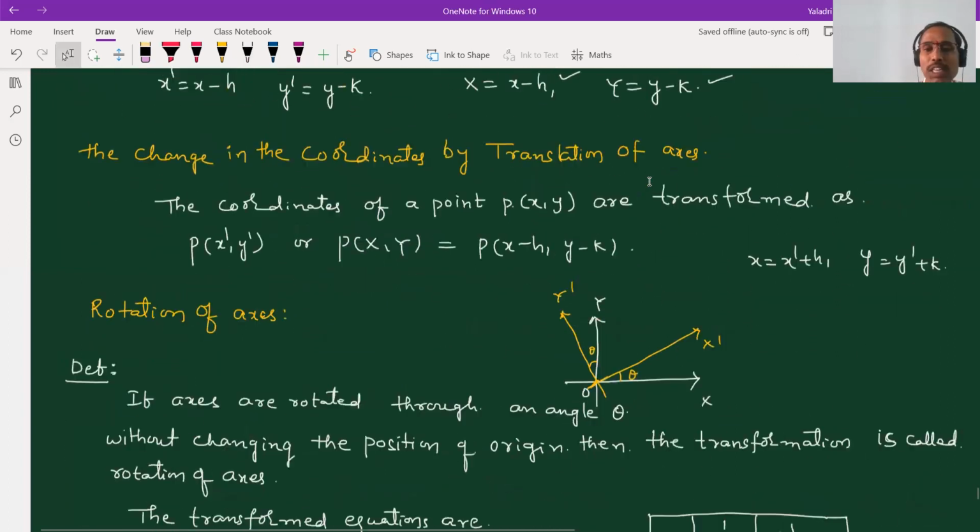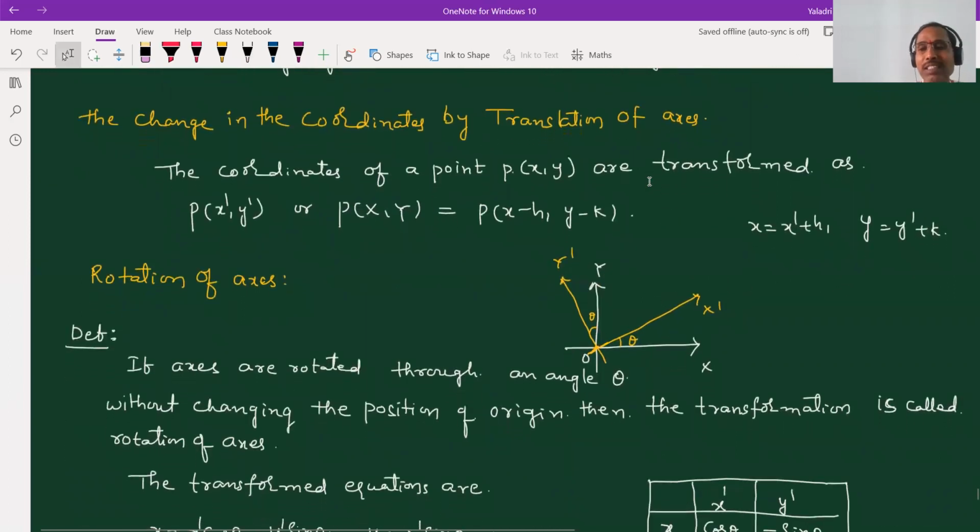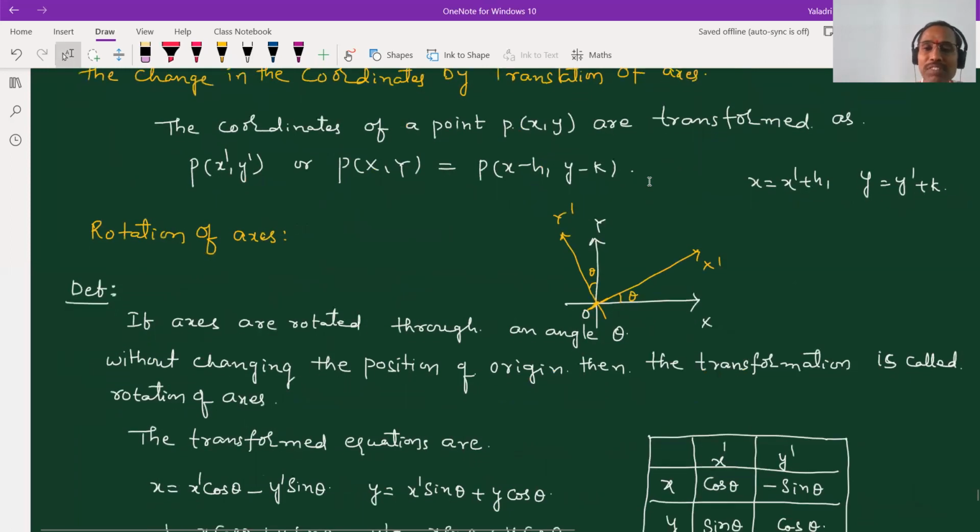Right, now the second one is what? Rotation of axis. So what is the rotation of axis? In that, the axis is rotated by the same angle with respect to the x-axis and y-axis. There is no change in the position of the origin. But in the previous one, the translation of axis, there is a change in the origin without changing the direction. A little bit of difference is there.